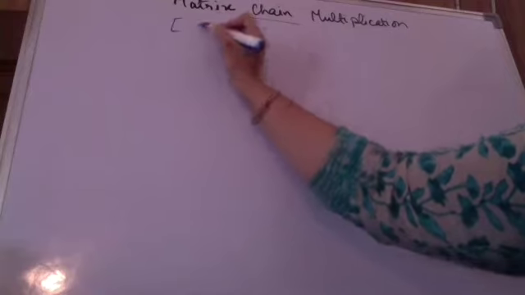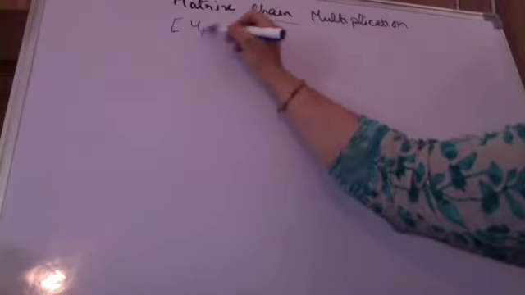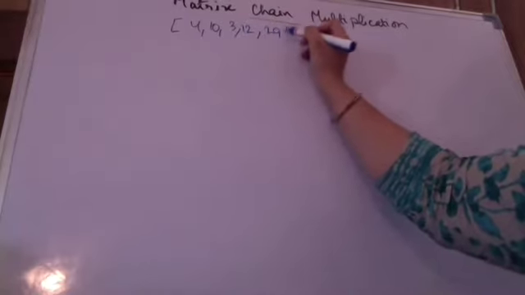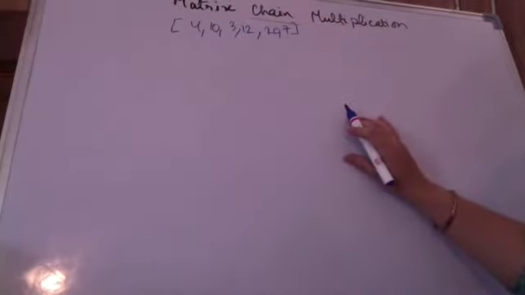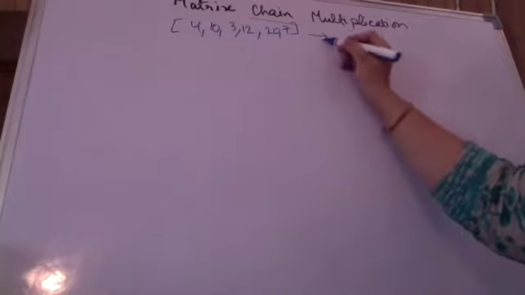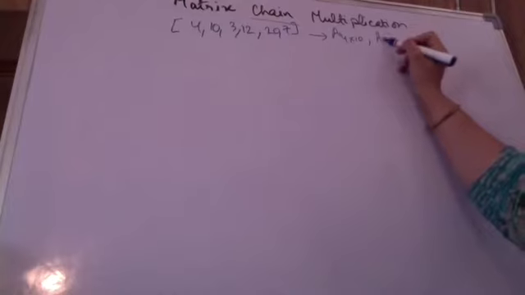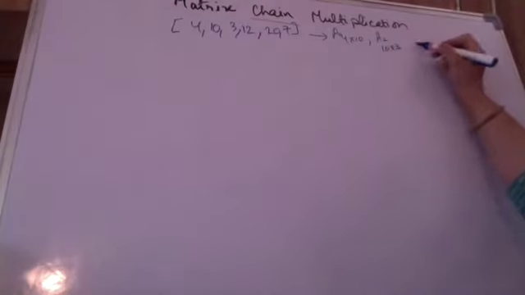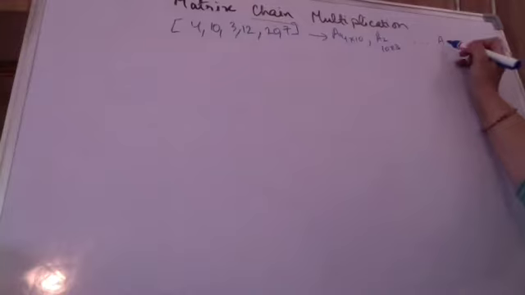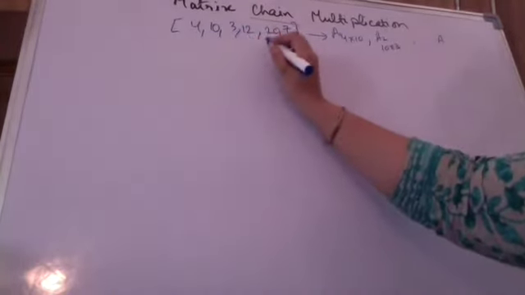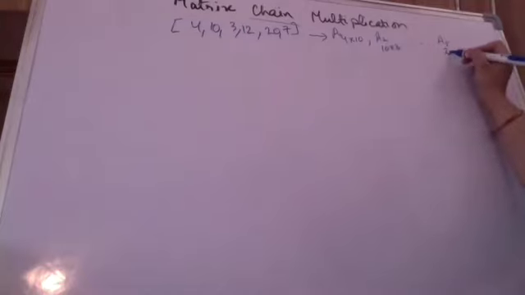So the example is, supposedly I am given a sequence of orders which is say 4, 10, 3, 12, 27. What does this mean? That I am having the matrices to be multiplied of the order 4 cross 10. A1 is 4 cross 10. A2 is of the order 10 cross 3, and so on till A5. How many matrices are there? A1, A2, A3, A4 and A5, the last of the order 20 cross 7. Did everyone understand this?